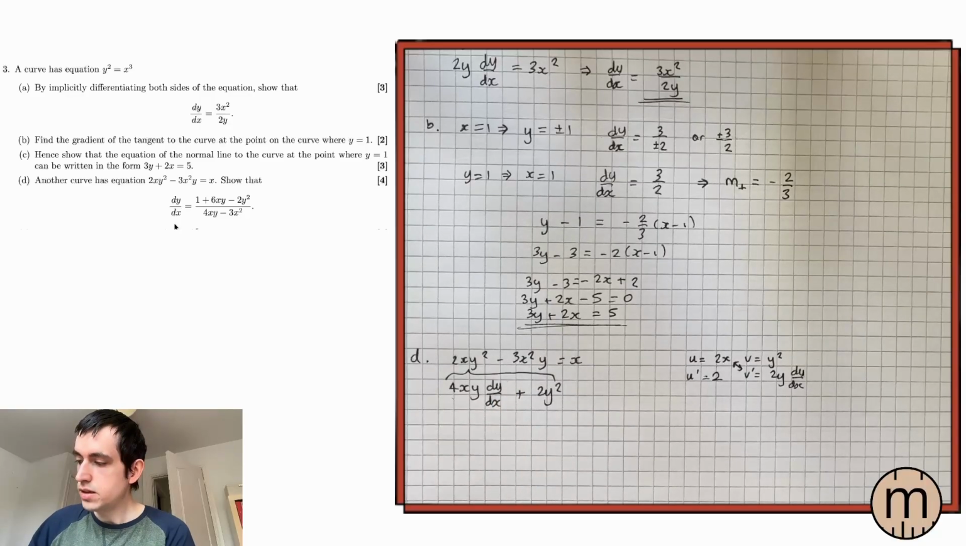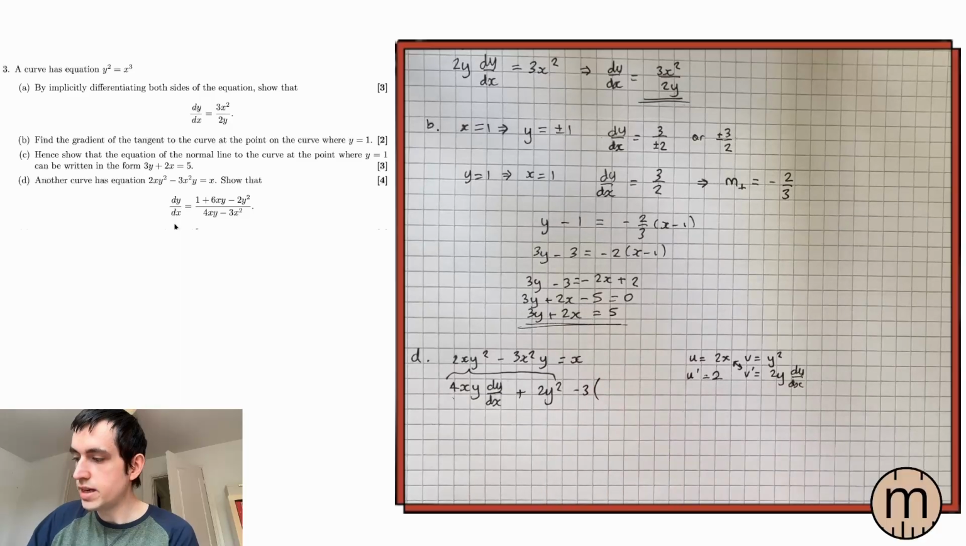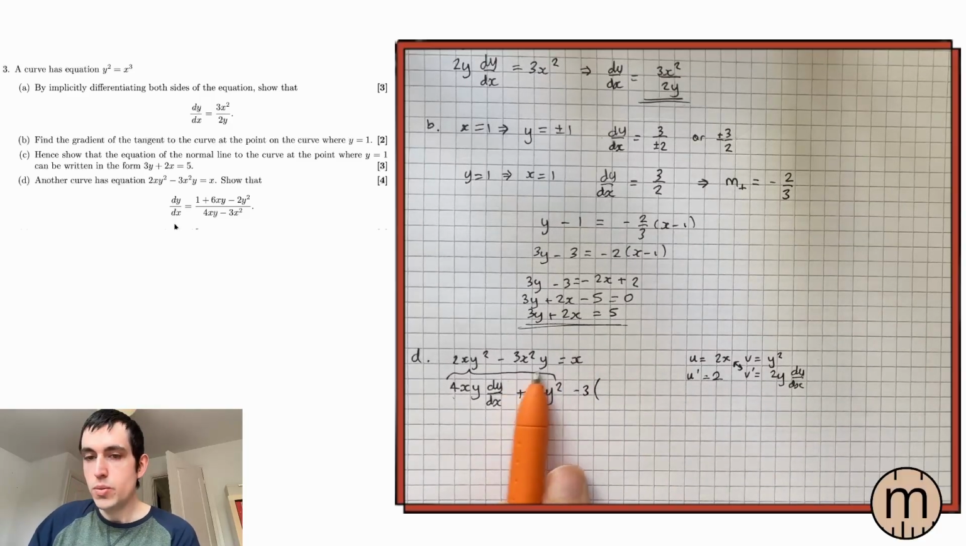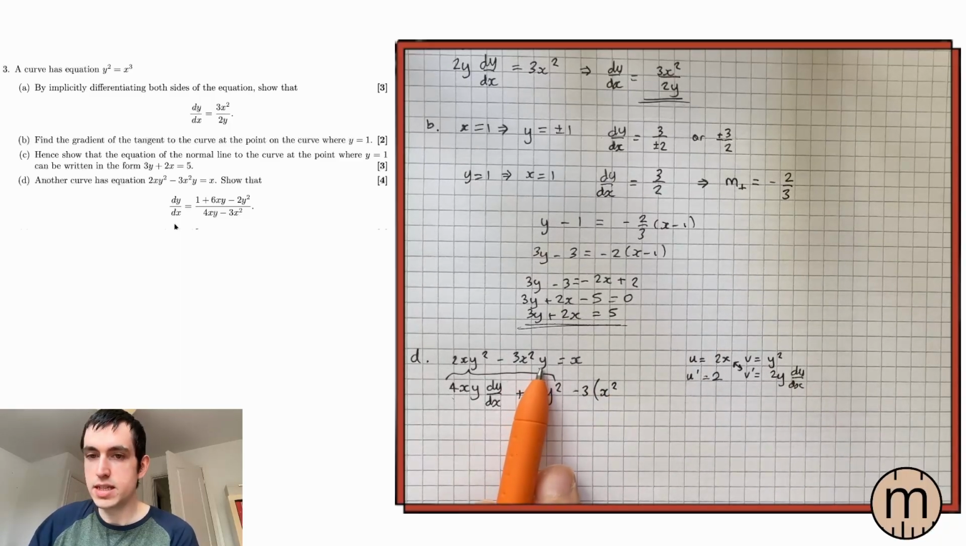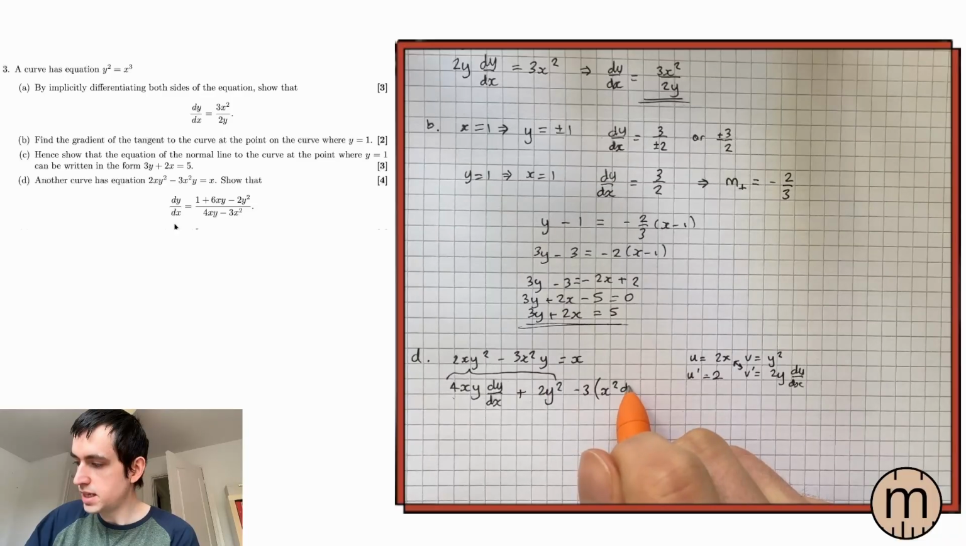The next one, I'm going to differentiate in a bit of a quicker way. So I'm going to write minus 3 and then a bracket. The other way that you could differentiate is by writing down one function, x squared, not changing it, and then differentiating the second function, which would be dy dx.